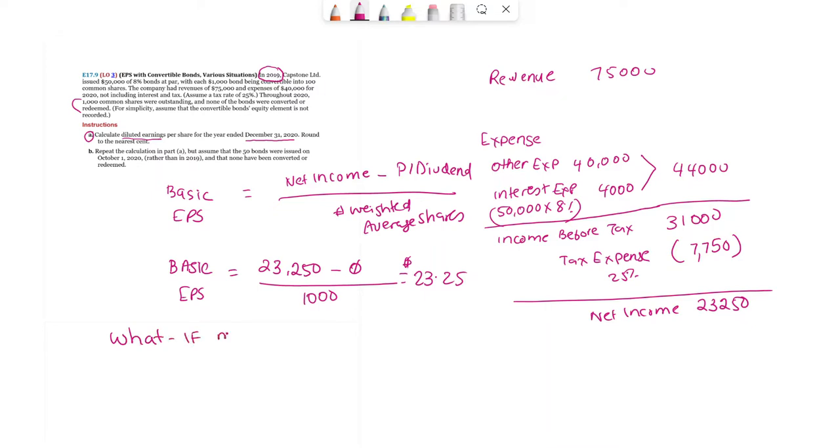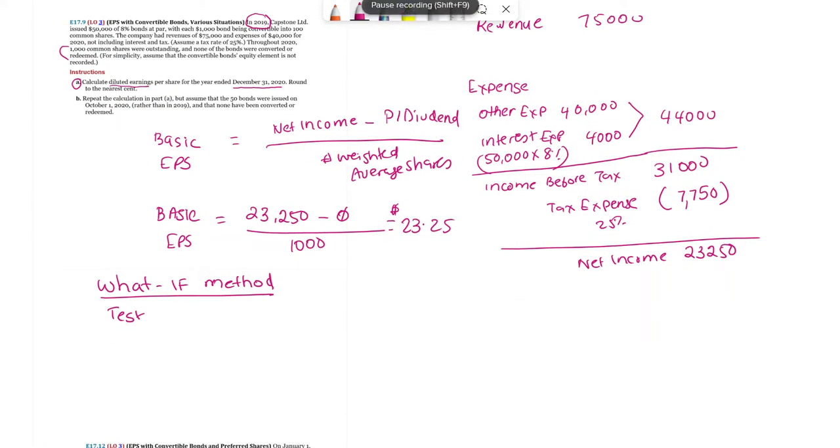Now we only have one convertible, and what we do is something called the what-if method: what if they were converted? When we do the what-if method, we test it to compare. Would that make my earning per share go down, or would it make my earning per share go up? We have a $50,000 bond. We pay them 8% interest. On that interest, it goes onto my income statement. So you have 1 minus the tax rate, and it was outstanding for the whole year of 2020.